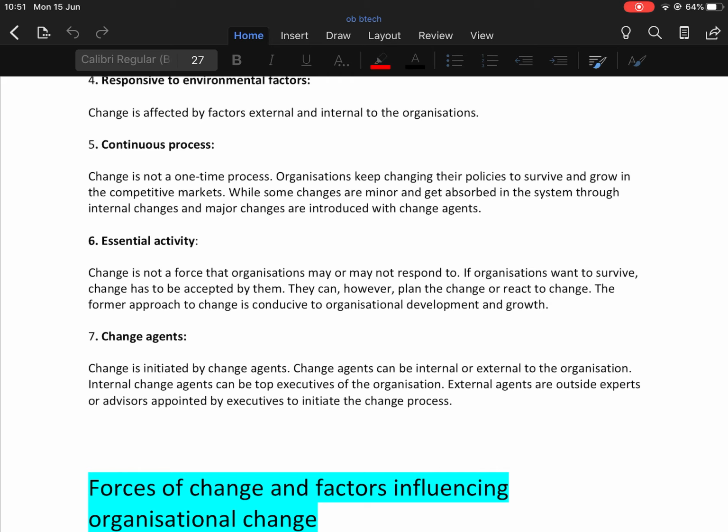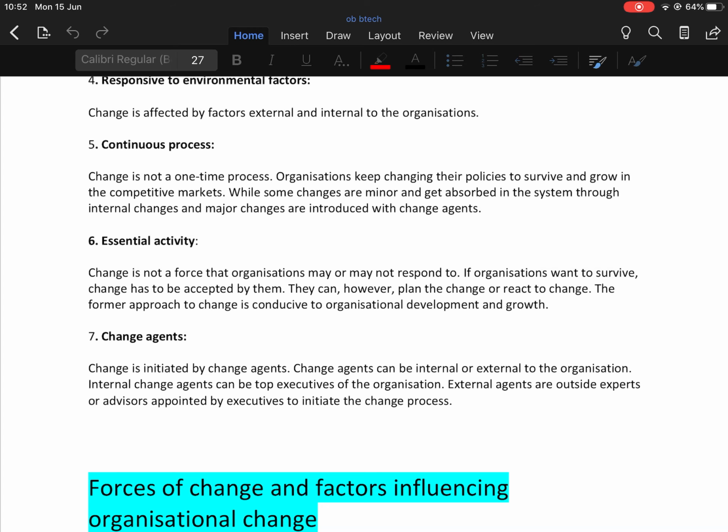Change is not a force that an organization may or may not respond to. If an organization wants to survive, change has to be accepted by them. They can, however, plan the change or react to change. The former approach to change is conducive to organizational development and growth.